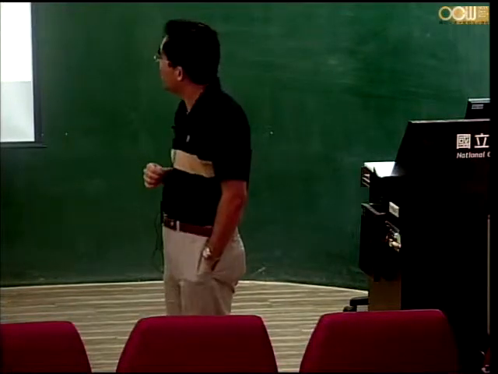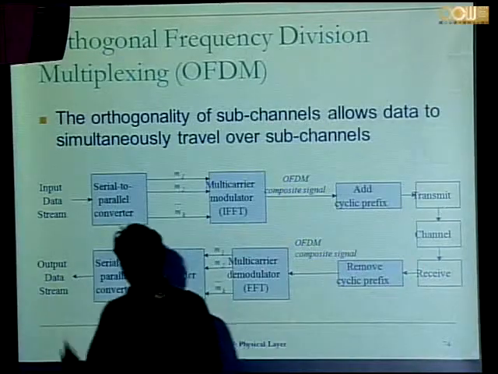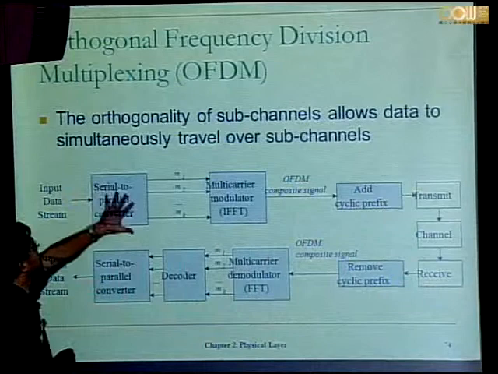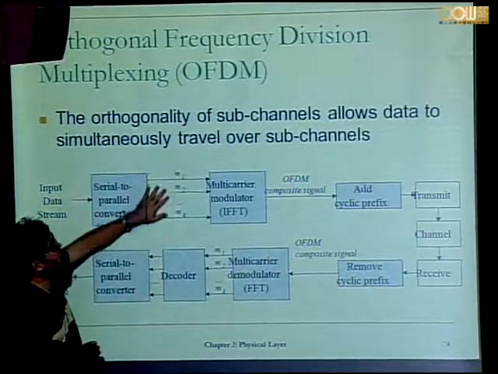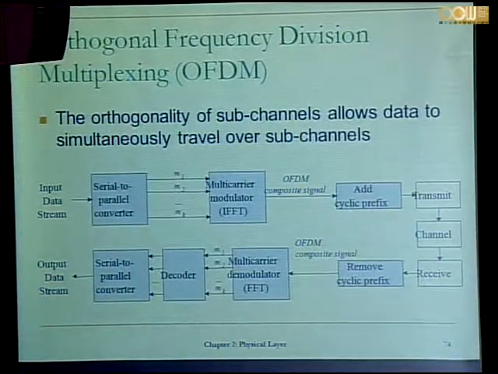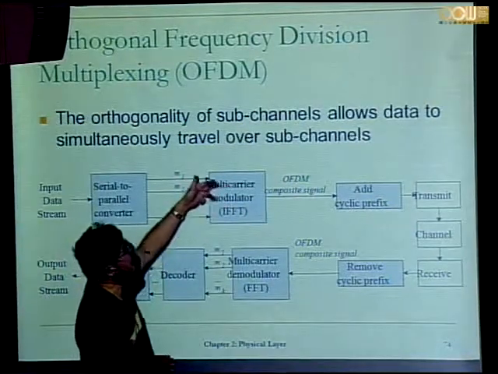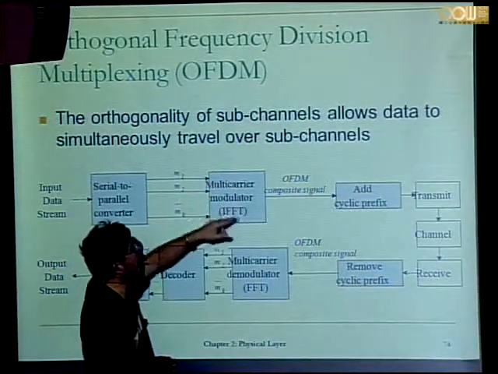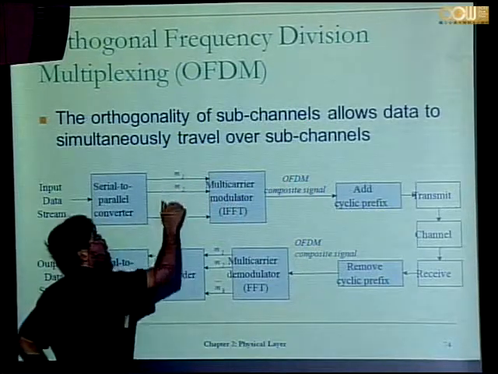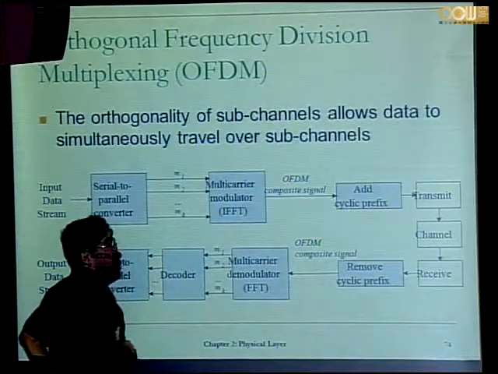which uses multiple carriers instead of a single carrier. Multiple carriers. So the input data stream here is split into multiple streams, and each of them will be carried by a subcarrier. So there'll be multiple carrier modulators here. Each split stream will be modulated by a subcarrier.